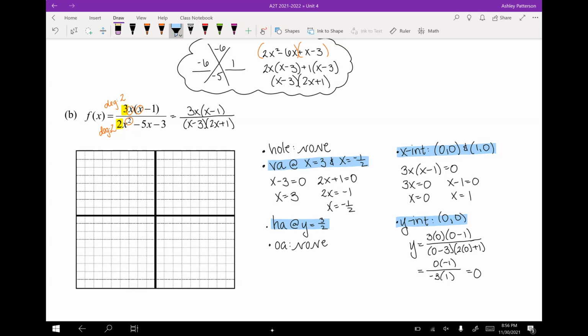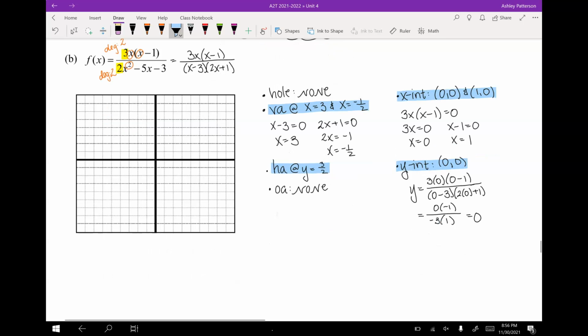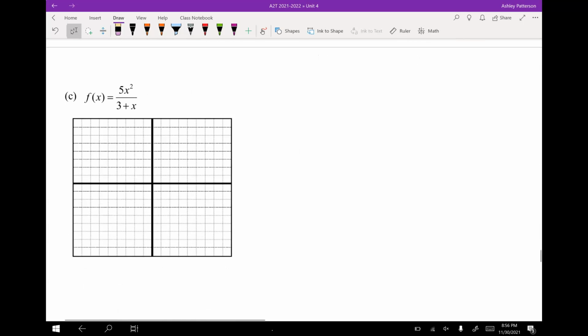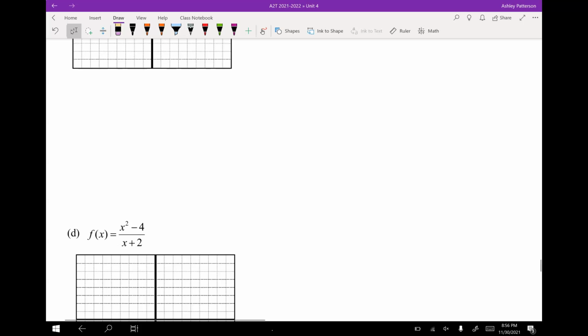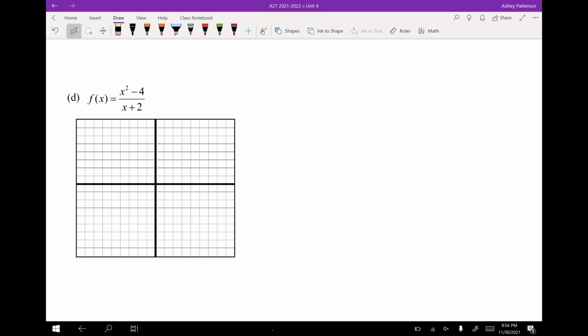Nice work, everyone. All right, I'm going to do one more with us just for the purpose of practice. I'm going to skip C for right now. We'll finish the other 2 examples with their characteristics on Friday. So yes, we'll do C and E together on Friday.